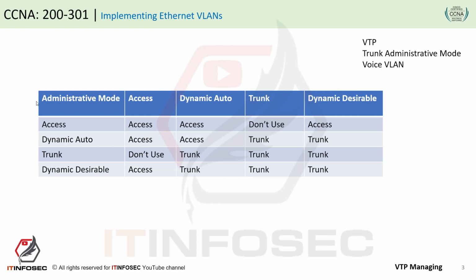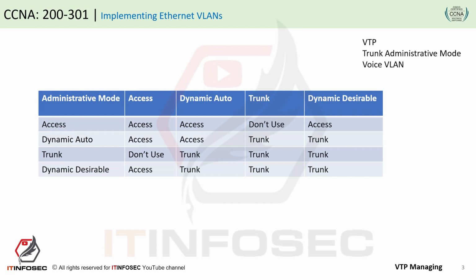Okay, when one side is access and the other side is access, the result will be access mode, and that port connected from one side to the other will be in access. If one side is access and the other side is dynamic auto, because it passively waits to receive trunk negotiation and doesn't receive any negotiation trunk packets, it will change to access. If one side is access and the other is trunk, you should not use this one, because it is not applicable.